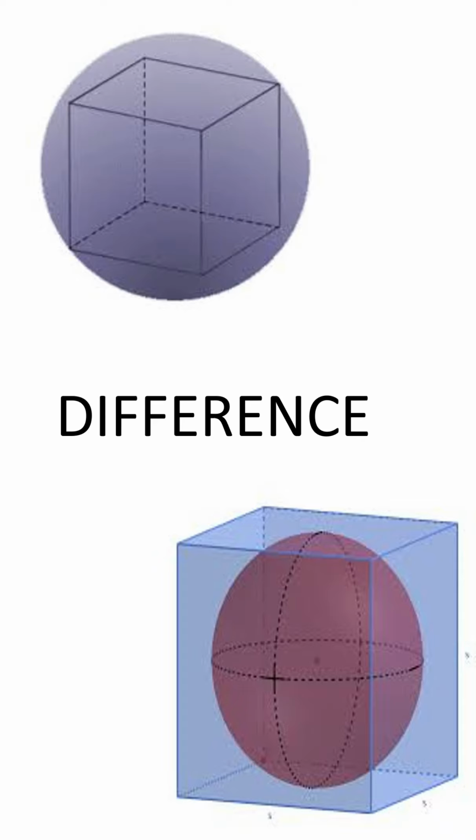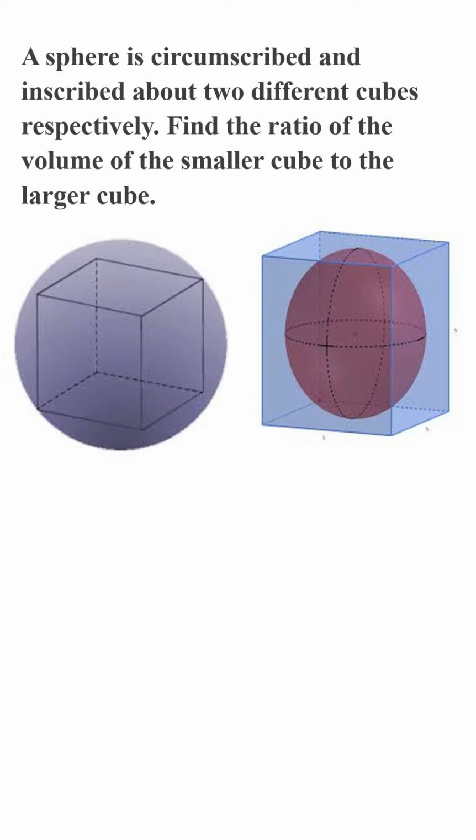Hello everyone, this video is all about finding the difference between these two figures and solving a question based on that. Let's get started. A sphere is circumscribed and inscribed. So there are two words, circumscribed and inscribed. In easy words, let's understand what you mean by circumscribed and what you mean by inscribed.